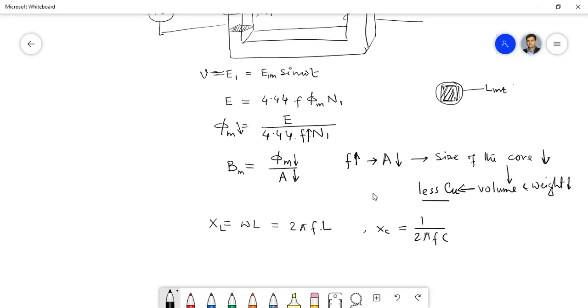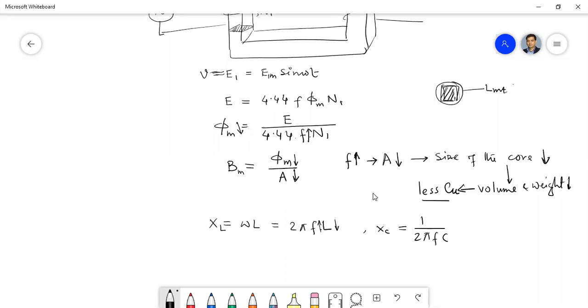So that means if the frequency is high, to get the same inductive reactance, we can keep our inductance low. If the inductance is low, the size of the inductor is smaller, because an inductor is nothing but a single winding transformer. In a transformer, if we have only one winding, it will be called an inductor. Just like that, for an inductor also you need some iron core. So if the frequency is high, the inductance will be low.